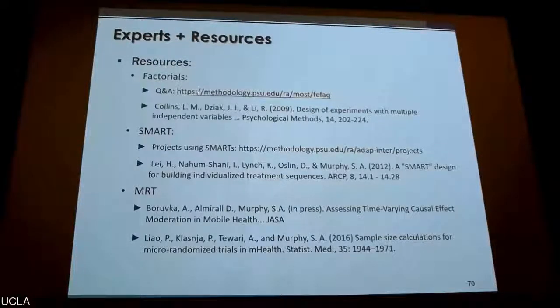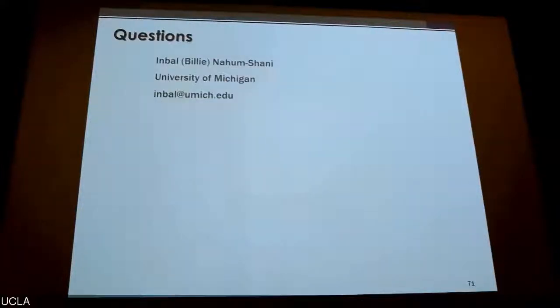Some useful resources on factorial designs, SMART designs, and MRTs. There are tons of useful resources, right? But these are the resources that I typically recommend if you're just starting out. I can send you my slides. You don't have to take pictures. These are the resources that I recommend when you're just beginning to think about these designs, right? And if that's not enough, you can always email me. Questions? Do we have questions?